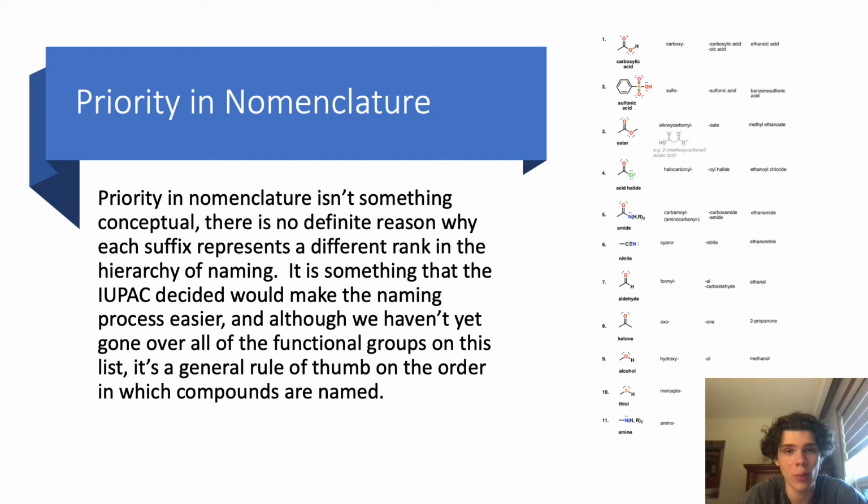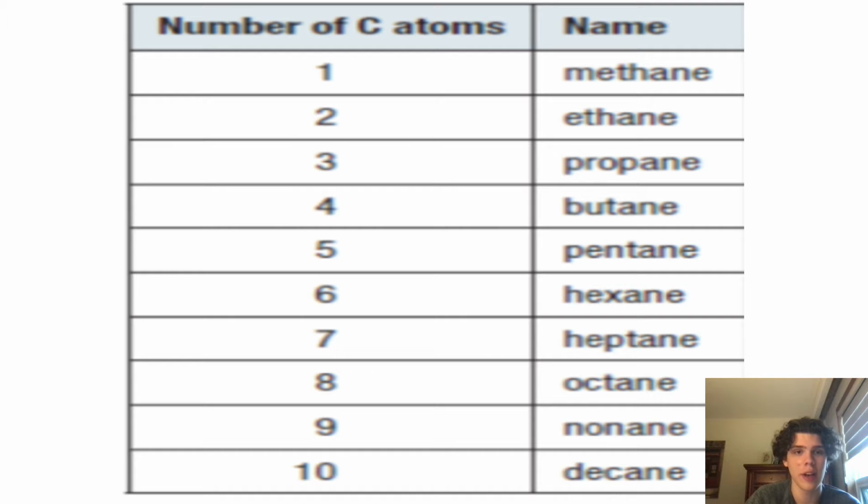So the first thing that we're going to start with is priority nomenclature. Priority nomenclature isn't something conceptual. There is no definite reason why each suffix represents a different rank in the hierarchy of naming. It is something that the IUPAC decided would make the naming process easier, and although we haven't yet gone over all of the functional groups on this list, it is a general rule of thumb on the order in which compounds are named.